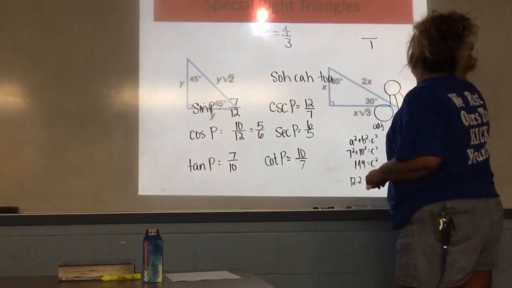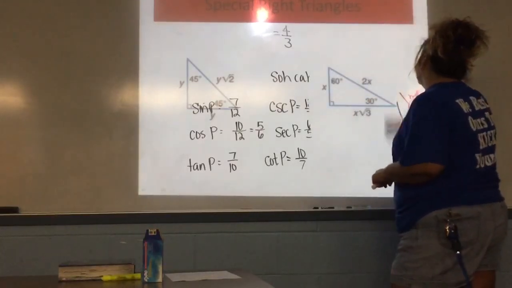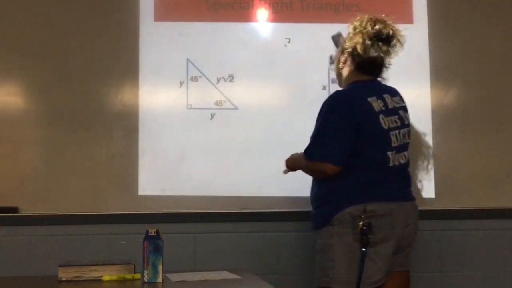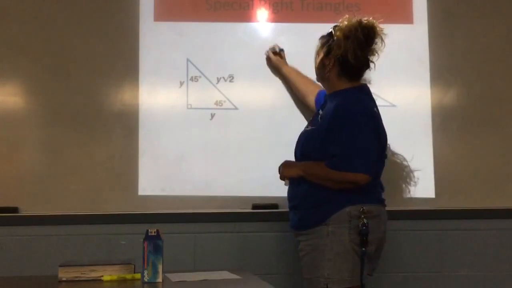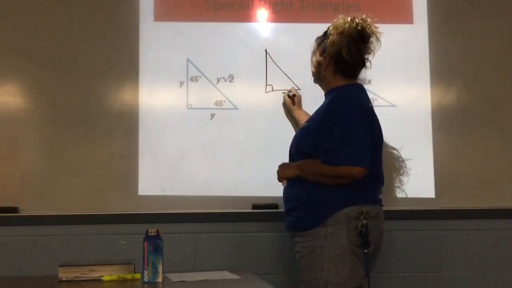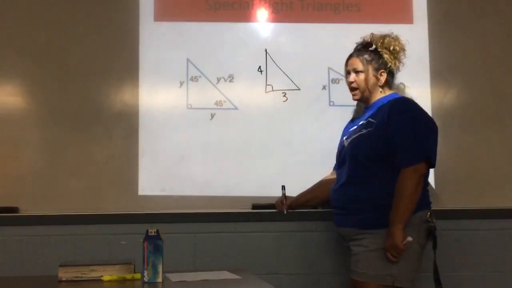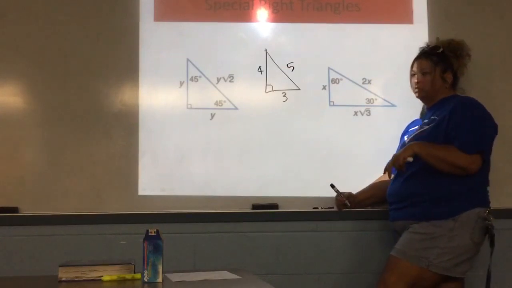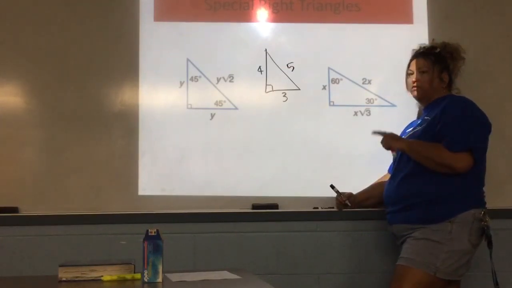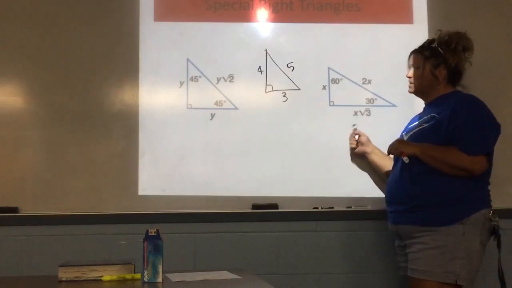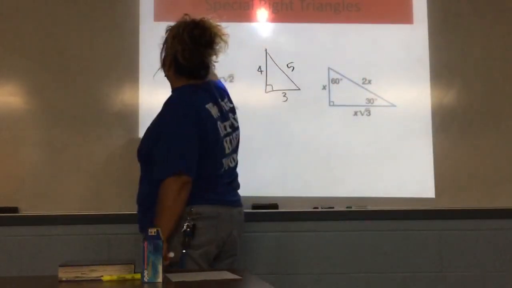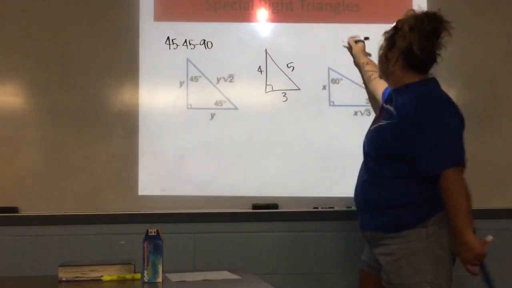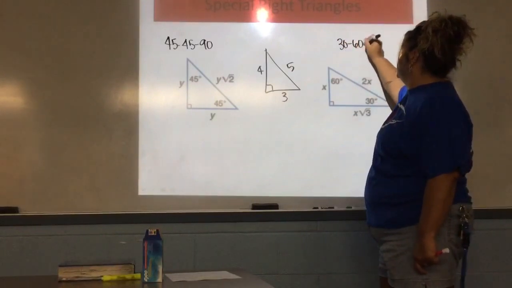Let's go ahead and do this one. There is a thing called special right triangles. We had the special right triangle, if this side is 3 and this one's 4, what's the hypotenuse have to be? That was a 3, 4, 5. Well, we have 2 other special triangles: 45, 45, 90s and 30, 60, 90s. So this is called a 45, 45, 90. This one is called a 30, 60, 90.